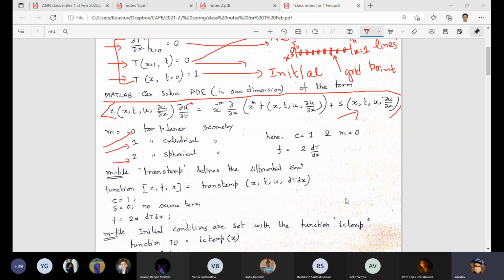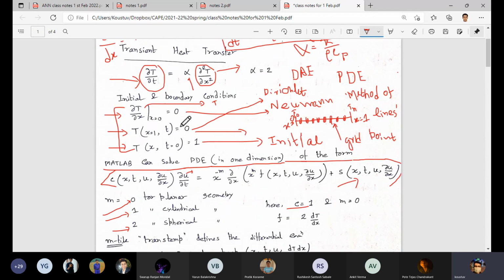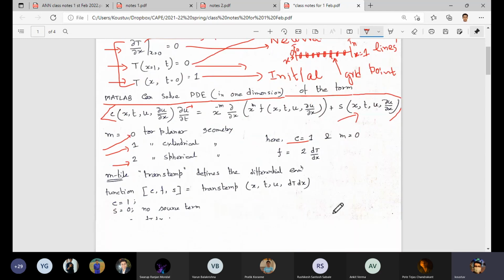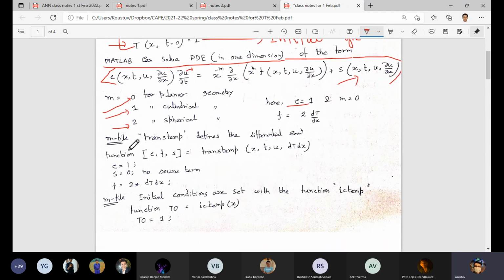This is the general statement, and for our problem m equals 0. As we can see here, there is nothing on the left-hand side besides del t, so c we consider as 1. Knowing this, now we will go to the different MATLAB function file definitions.